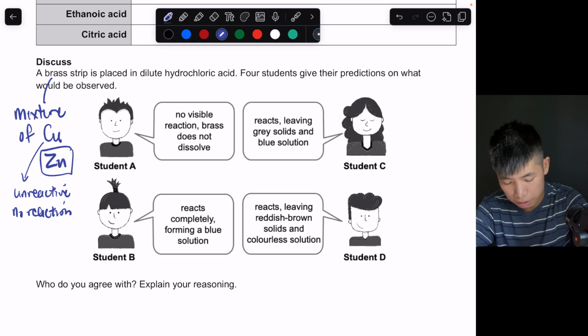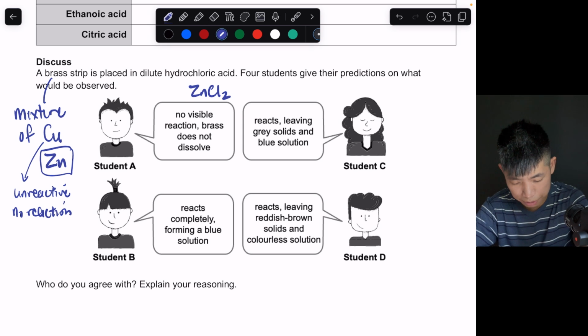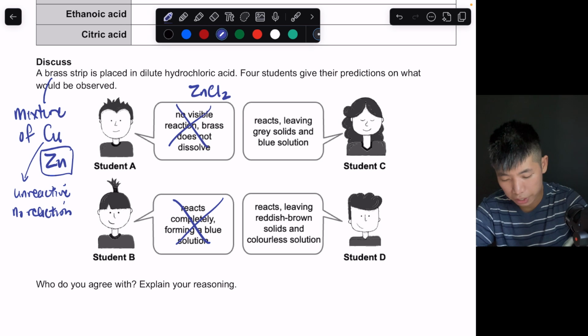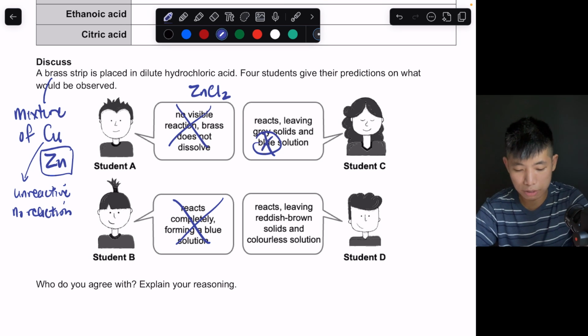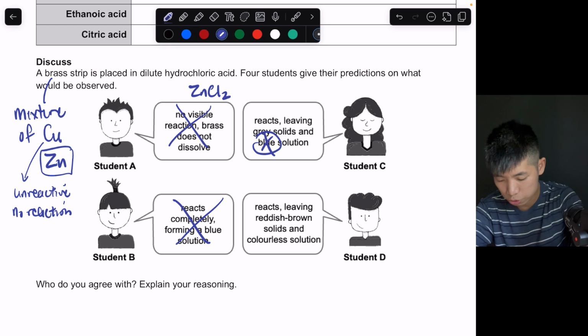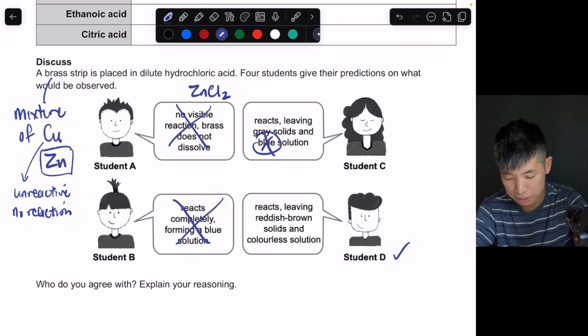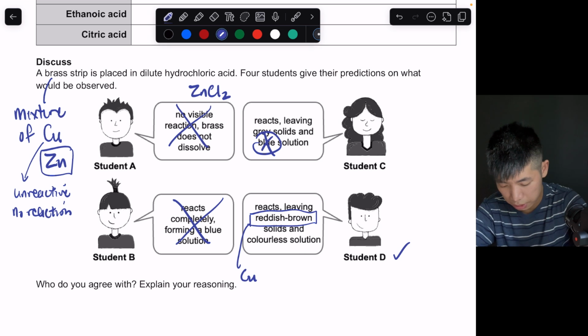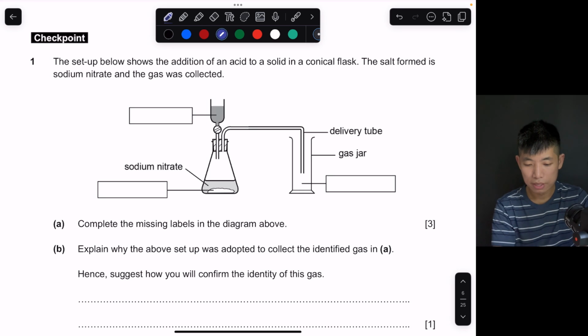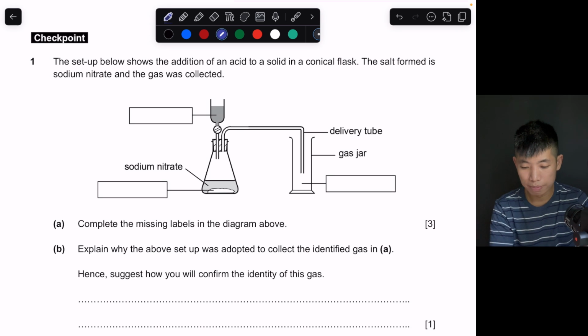So you form zinc chloride, and zinc chloride is a colorless solution. So it's not that there is no visible reaction. It doesn't react completely as well. You shouldn't get a blue solution because the copper doesn't react. So student D is correct because the zinc reacts, leaving the reddish brown copper and the colorless solution of zinc chloride. I would like you all to consolidate your learning by completing this checkpoint page.